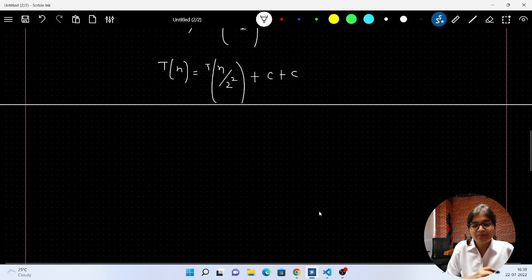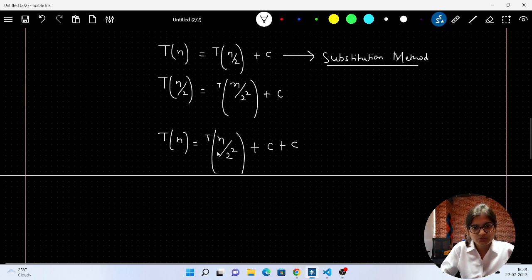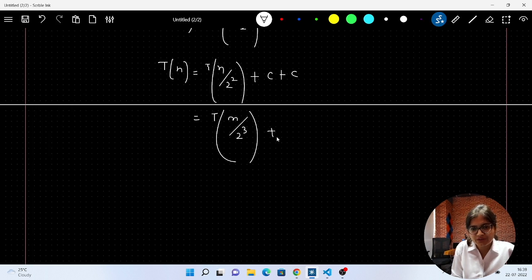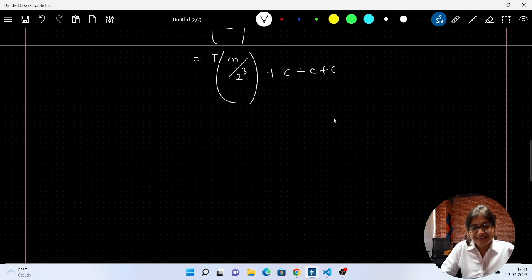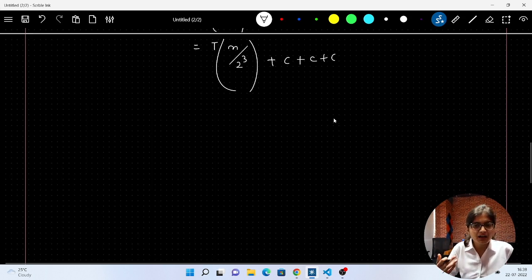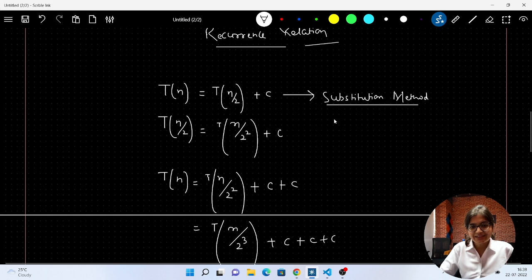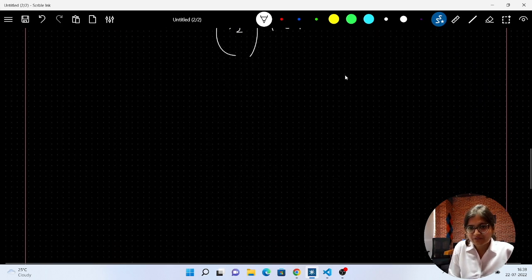Similarly, if I place the value of T of n by 2 to the power 2, just substitute this value and you will get T of n by 2 to the power 3 plus C plus C plus C. Now the question is how many times do we substitute these values. Here we know that the recurrence relation says that when the value of n is equal to 1, it's a small problem.